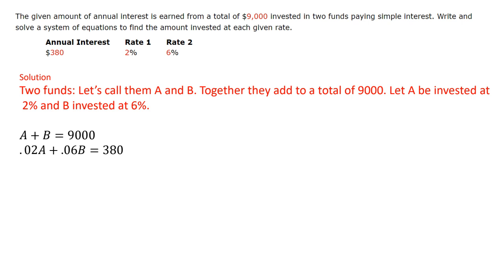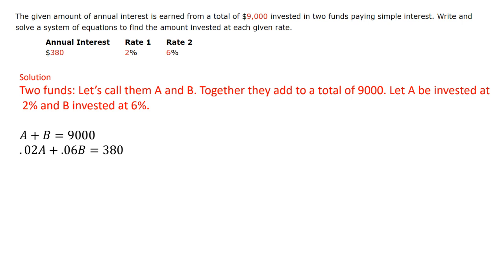Now, what I can do is apply these percentages to get my annual interest. It says that my annual interest based on these rates, 2% and 6%, is... So I change 2% into a decimal, 0.02 times A, plus the rate of the other, 0.06 times B, and this should equal my annual interest based on these rates, which is $380. And then you see we now have two equations with two variables, A and B. So let's go ahead and solve.